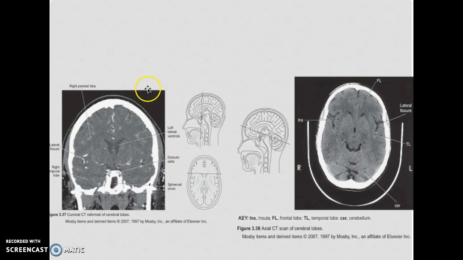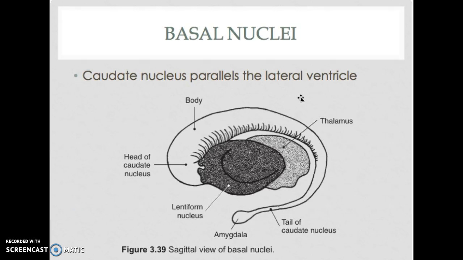This is a CT post-contrast. This looks like an angiogram. So this is your right parietal lobe, left ventricle. Here we're cutting right down the middle, so this is the body. So you have your left and your right. Your dorsum sella, and you can see, if you magnify that up, you'll be able to see what that is. This is your sphenoid sinus with your right temporal lobe and your sylvian fissure. Over here you have your frontal lobe, your lateral fissure, sylvian fissure, temporal lobe, cerebellum, and your insula is the thick matter around your lateral fissure or your sylvian fissure.